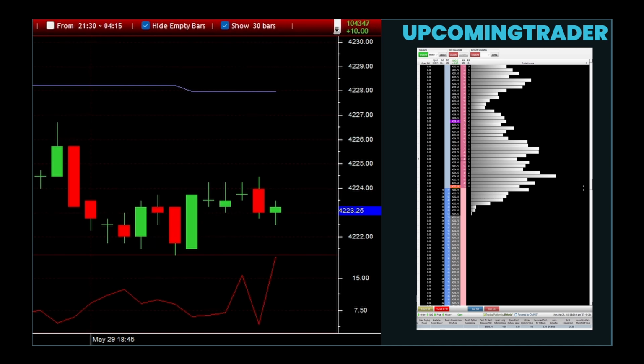Falling wedges can also occur as a continuation pattern within an uptrend, indicating a pause before the trend resumes upward. Rising wedges, on the other hand, suggest a bearish reversal, typically after an uptrend. In a rising wedge, the price makes higher highs and higher lows, but the distance between these highs and lows starts to narrow, indicating weakening upward momentum. The two upward-sloping trend lines converge as the price rises, showing that buying enthusiasm is starting to fade.